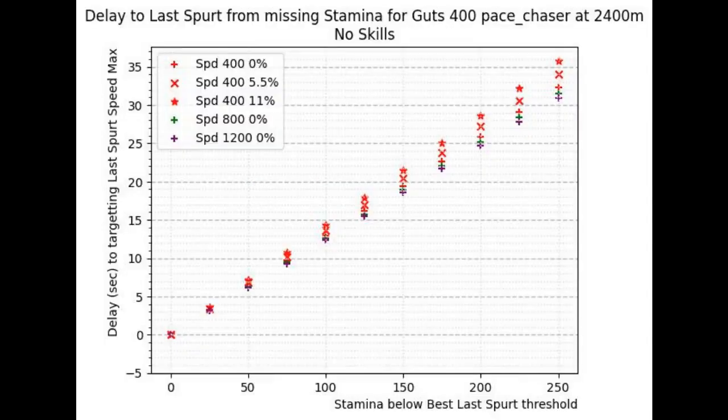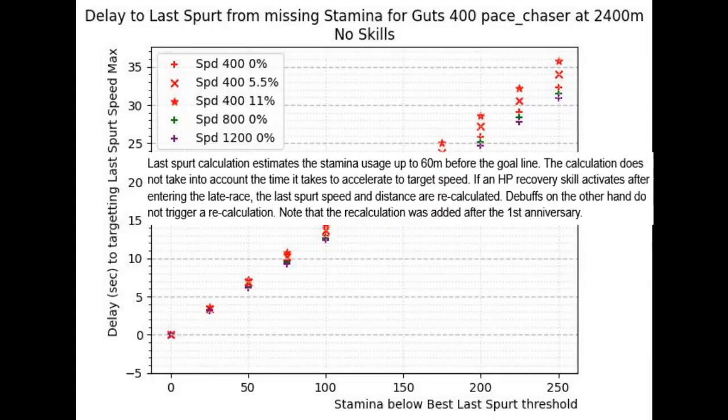What happens if your horse does not meet the stamina check? Then she needs to delay when she starts her last spurt. Let's consider a simplified example. Your horse decides to set her target speed to the best last spurt after a delay. I ignore acceleration as documented, and unlike the race mechanics document, I go all the way to the goal line instead of only up to 60 meters before it.